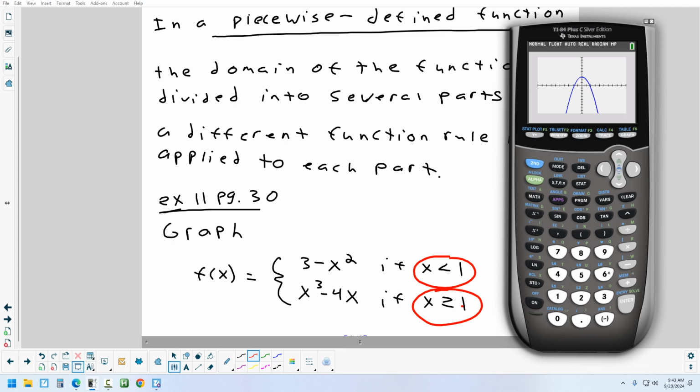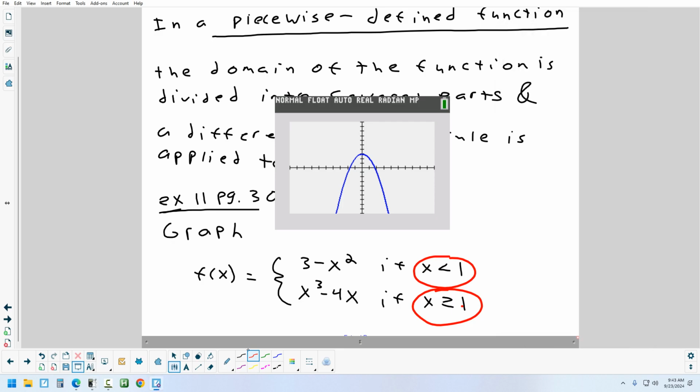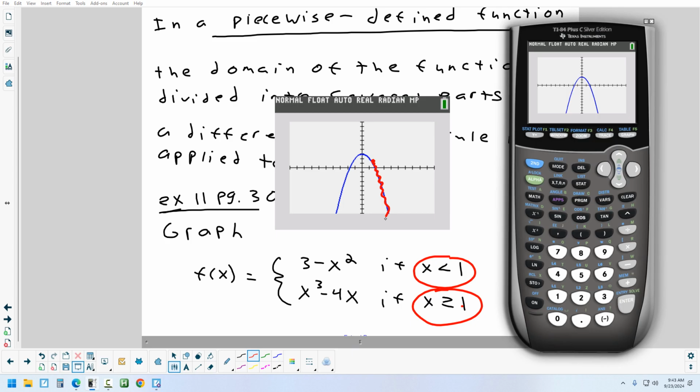But I want that graph to stop at what number? Where does it say that this formula should be used up to? Right up to what number? 1. It should only be used up to 1. So what should happen is this part of the graph from here on shouldn't be there. It should draw it up to 1 and then just stop. So to make it do that, we have to tell it this condition.